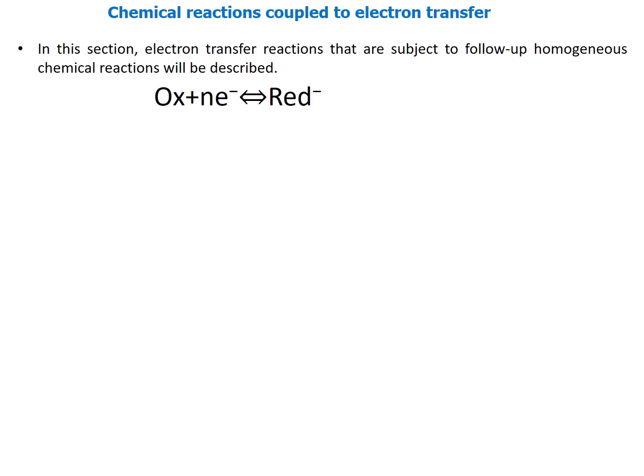Basically, the ratio of the peak current in the forward and the backward process will be 1, and there will be a peak separation of 59/n millivolt. However, this is not the real case.